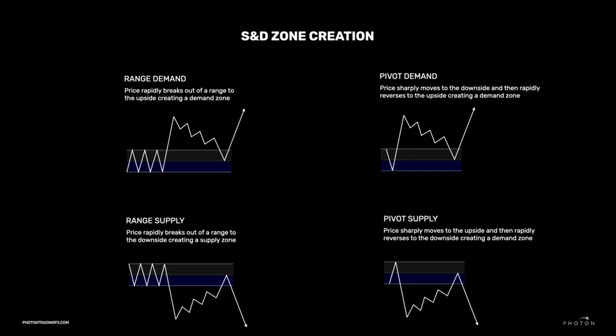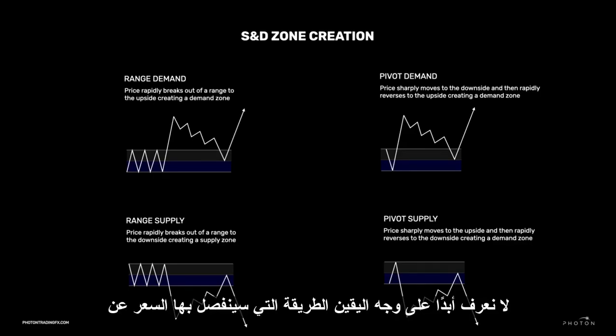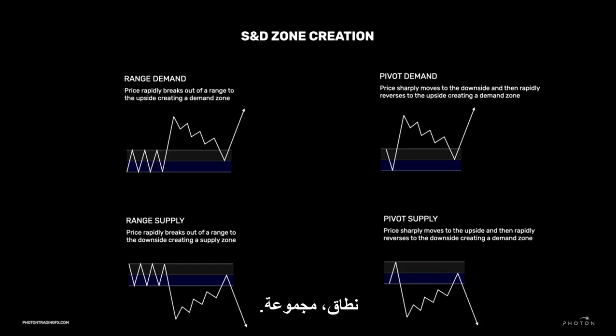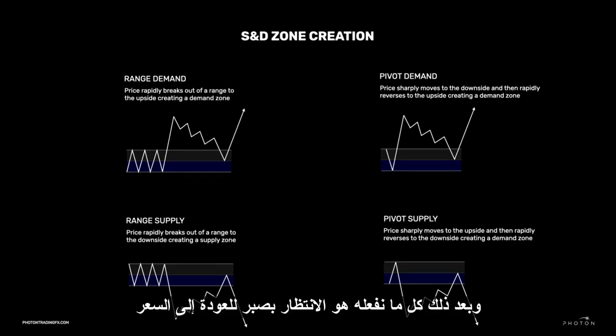So then we can look for another potential bullish move from that price level where that huge demand initially stepped in previously. So again, we don't trade the initial reaction out of the range because we never know for sure which way price is going to break out of a range. So keep it easy. We just wait for the market to show its hand and tell us which way it wants to go. And then what we do is we patiently wait for price to return to that demand zone.